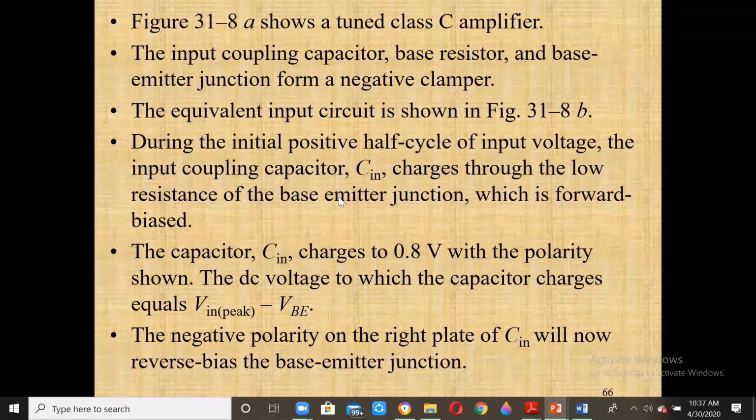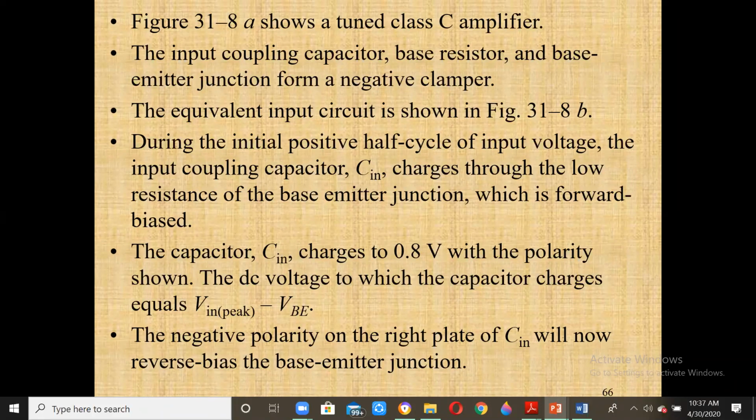It charges through the low resistance of the base emitter junction, which is forward biased. The capacitor Cin charges to 0.8 volts with the polarity shown. The DC voltage to which the capacitor charges equals V in peak minus VB. VB is 0.8, and V in peak minus VB is the voltage value which will be across the capacitor.